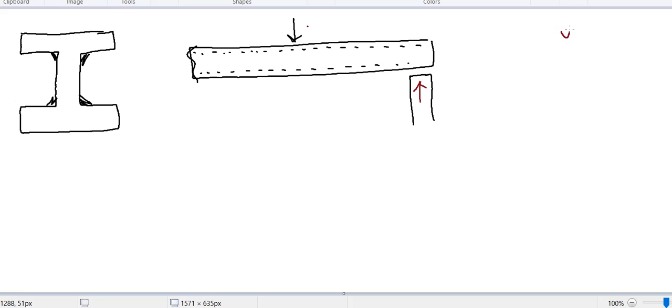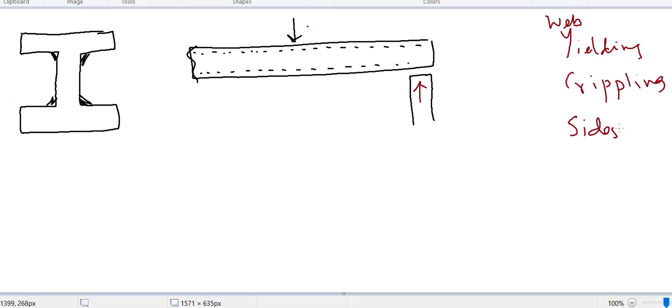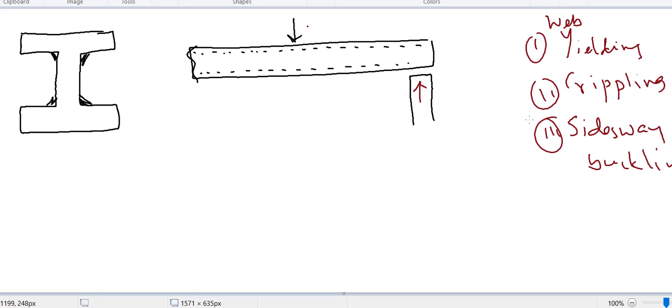Okay, let me write here. Web yielding, web crippling, and web sidesway buckling. These are the three checks we will have to check for a web. There are three other checks, that is for the plate. So if we use a plate here or below the load, we should check the bearing and bending in the plate, and we should also check the support capacity. These are the six checks we should do if there is a concentrated load.